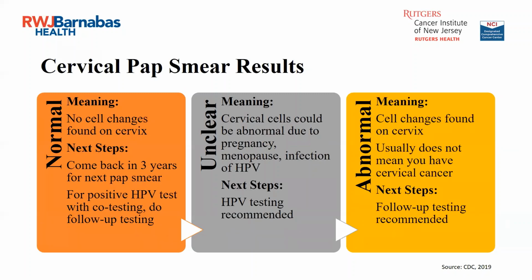The other potential result is the unclear pap smear result. This means that cervical cells could be abnormal due to pregnancy, menopause, or HPV infection. It is recommended to do HPV testing to understand what's going on there. The other potential result is an abnormal pap smear result, which means that cell changes were in fact found on the cervix. Usually it is not cancerous, but follow-up testing is recommended.